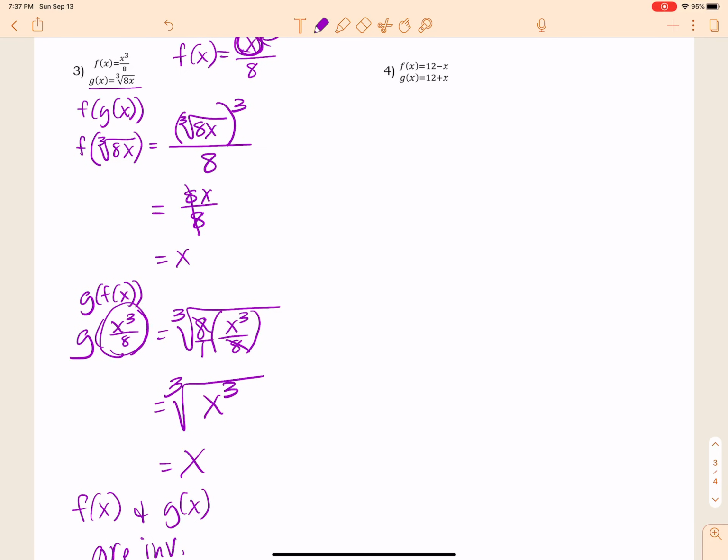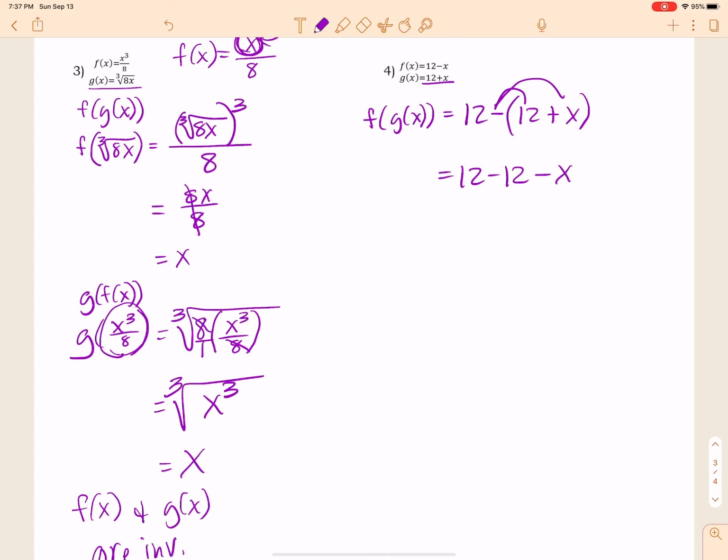Okay, let's do this last one right here. Okay, so I've got to find f of g of x. Well, f of x is 12 minus x. So what goes in for x? G of x. Kids, I cannot emphasize this enough. Please distribute your negative. It's 12 minus x. This positive x becomes negative. Please be careful. 12 minus 12 is in fact 0, and we get negative x.